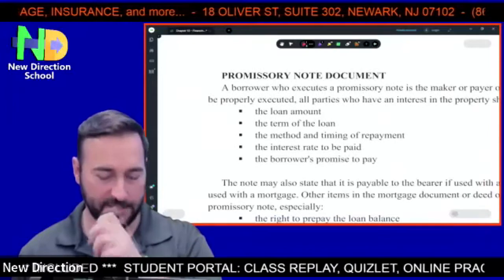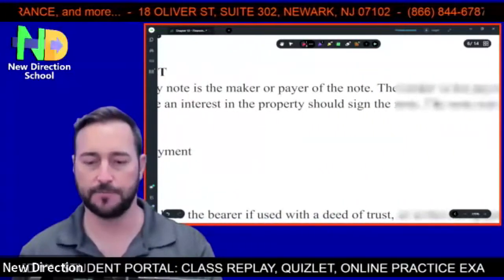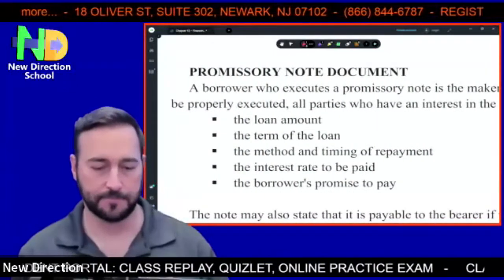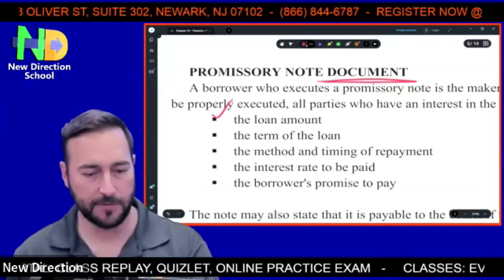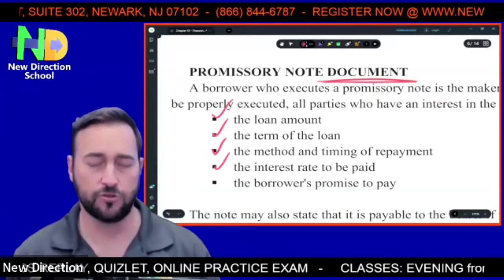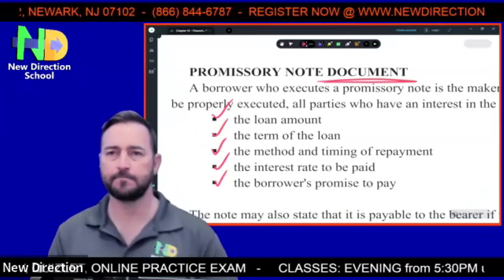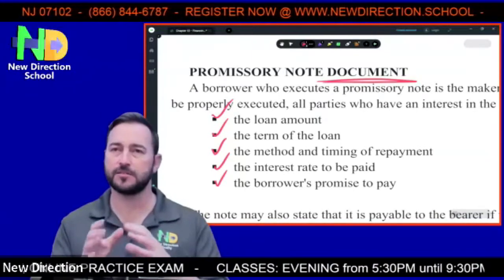To be properly executed, all parties who have an interest in the property should sign the note. And the note sets forth the loan amount. So this document sets the loan amount, the term of the loan, the method and time of repayment, the interest rate to be paid, and the borrower's promise to pay. All right. So this is the promissory note.